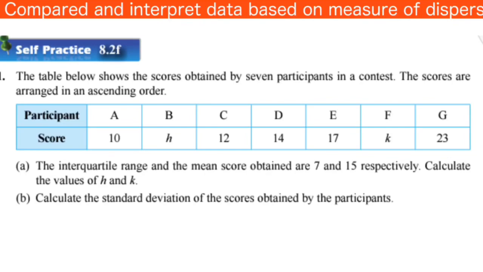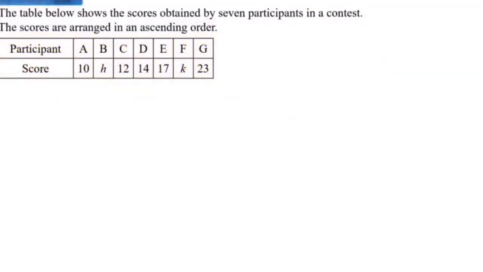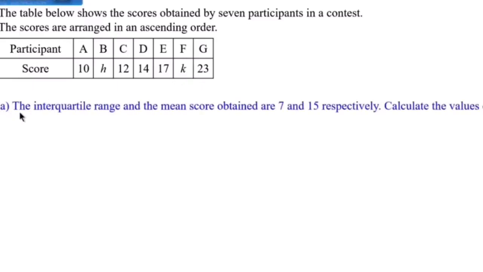So let's discuss this question. Please try to do on your own. So you're given a table, and you can refer to the table to show my answer if you are not sure. Scores for 7 participants in the contest, and the data is already in ascending order. Okay, and you're given participant A, B, C, D, E, F, G, and also their score. Okay, so there are 7 students with their score, and the information says interquartile range and the mean score obtained are 7 and 15 respectively.